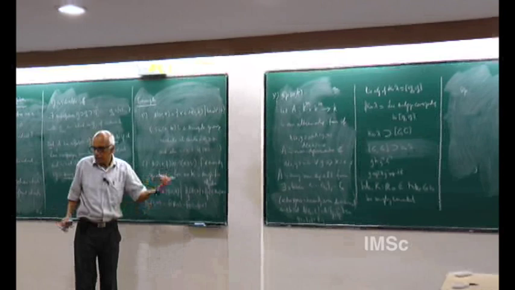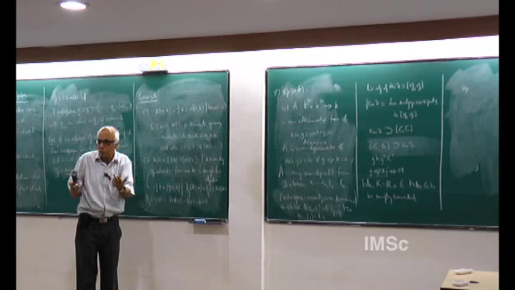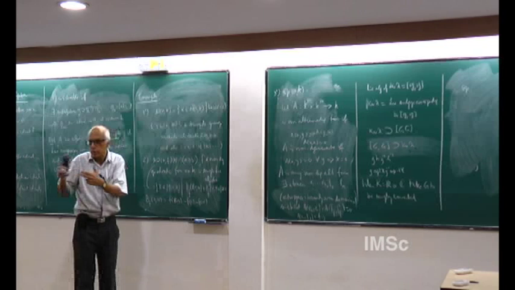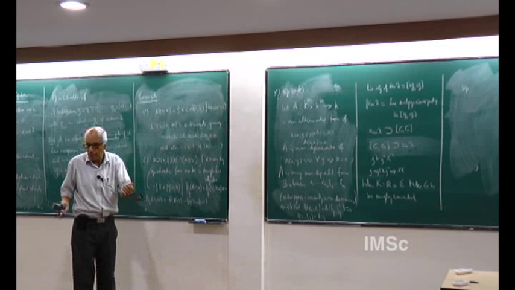Even over reals, if you look at the quadratic form in two variables, (x,y) going to x square plus y square, you can also look at (x,y) going to x square minus y square. The two quadratic forms are not equivalent. One is positive definite, the other is not. But alternating forms are all the same. By choosing a basis, you can always put it in the same form.